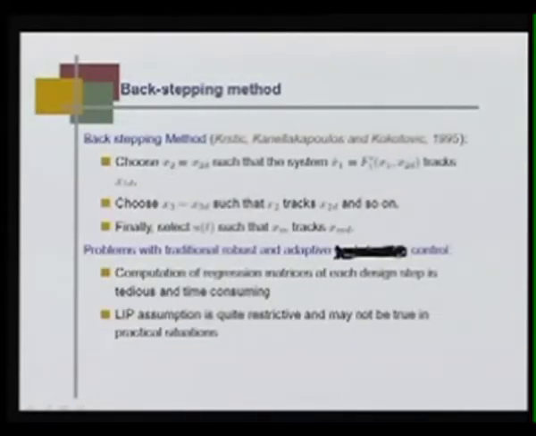So, choose x2 equal to x2d such that the system x1 dot equal to f1 hat x1 x2d tracks x1d. Similarly, choose x3 equal to x3d such that x2 tracks x2d and so on. Finally, select the control action u such that xm tracks xmd.